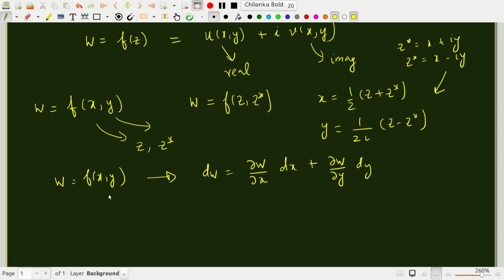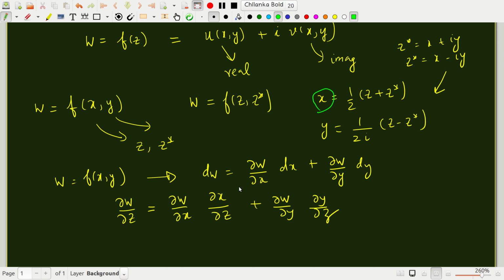Now if you write dw by dz, therefore you will get from the previous discussion on partial derivatives, partial w partial x partial x partial z plus partial w partial y partial y partial z. Now partial x partial z from this expression is just half. Partial y partial z is 1 over 2i.